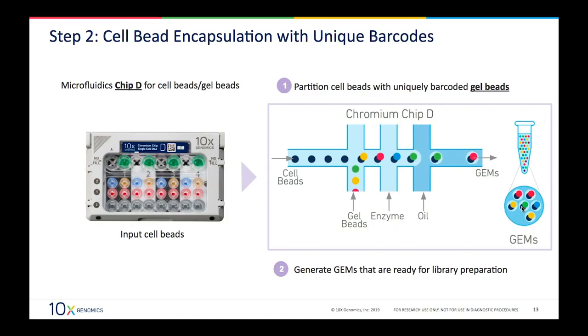So we generate what we call GEMs, or gel beads in emulsion, and what is very specific to the single-cell DNA system is that these GEMs contain two beads: the cell bead and the gel bead. It's very important that the system was developed such that each unique cell bead is mixed with one unique gel bead, such that the barcode can be used to exactly tell what DNA was in this cell.